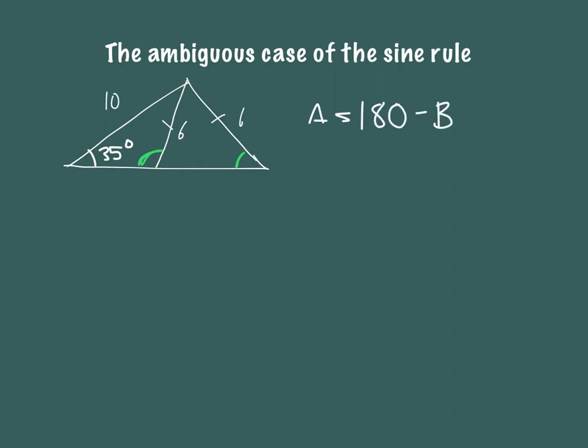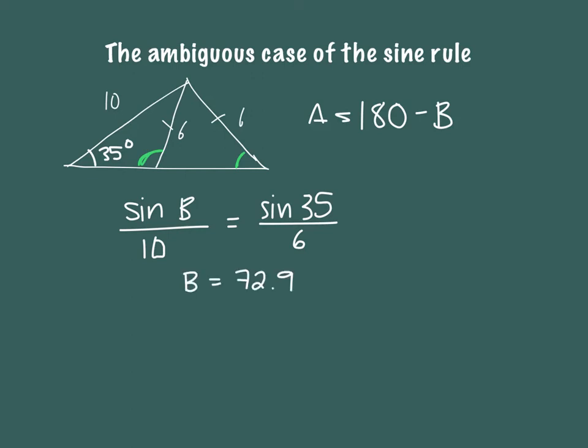So in the case we had before, which we rearranged to find out what the first angle was, we can now apply our rule for the ambiguous case of the sine rule and state what the other angle is, which is 180 minus my previous answer, which is an obtuse angle of 107.1 degrees.